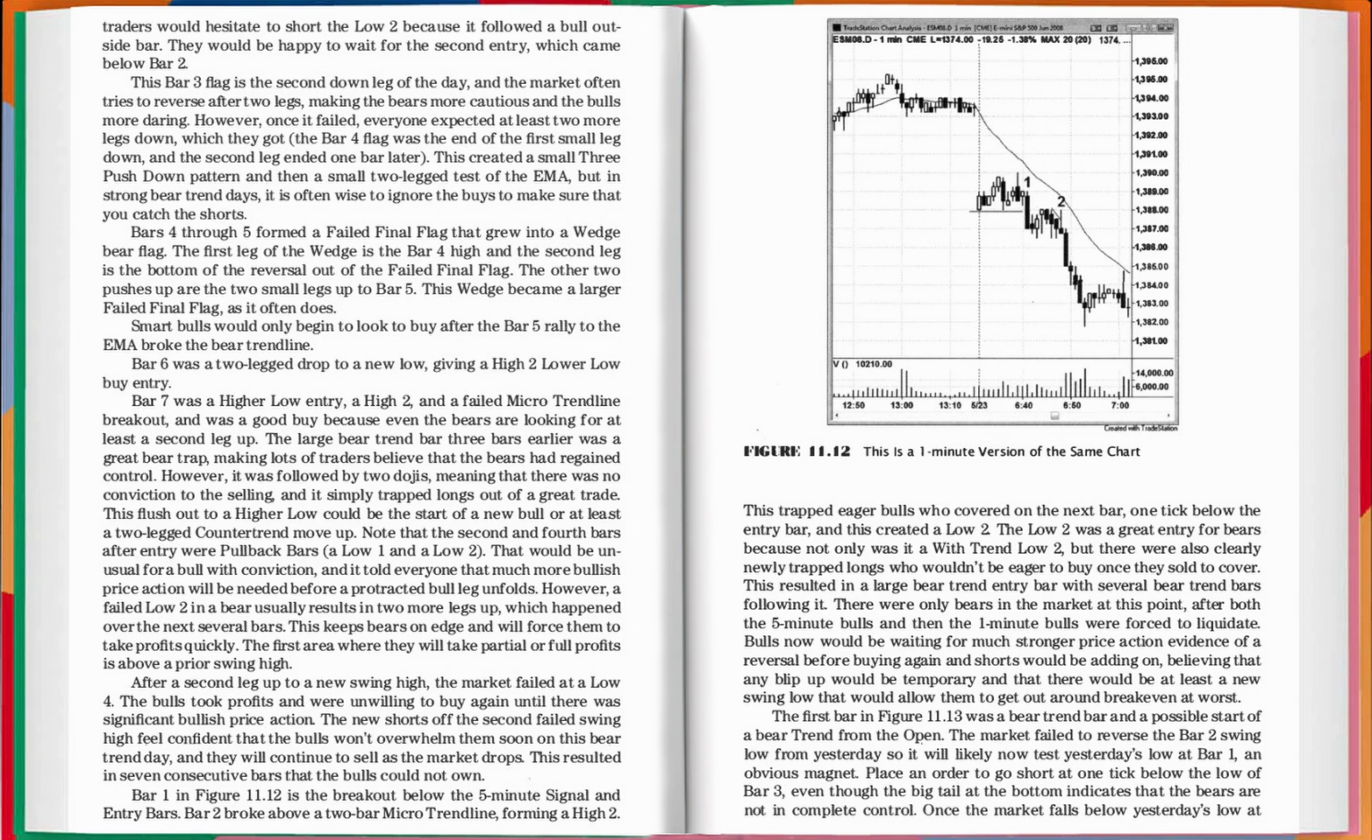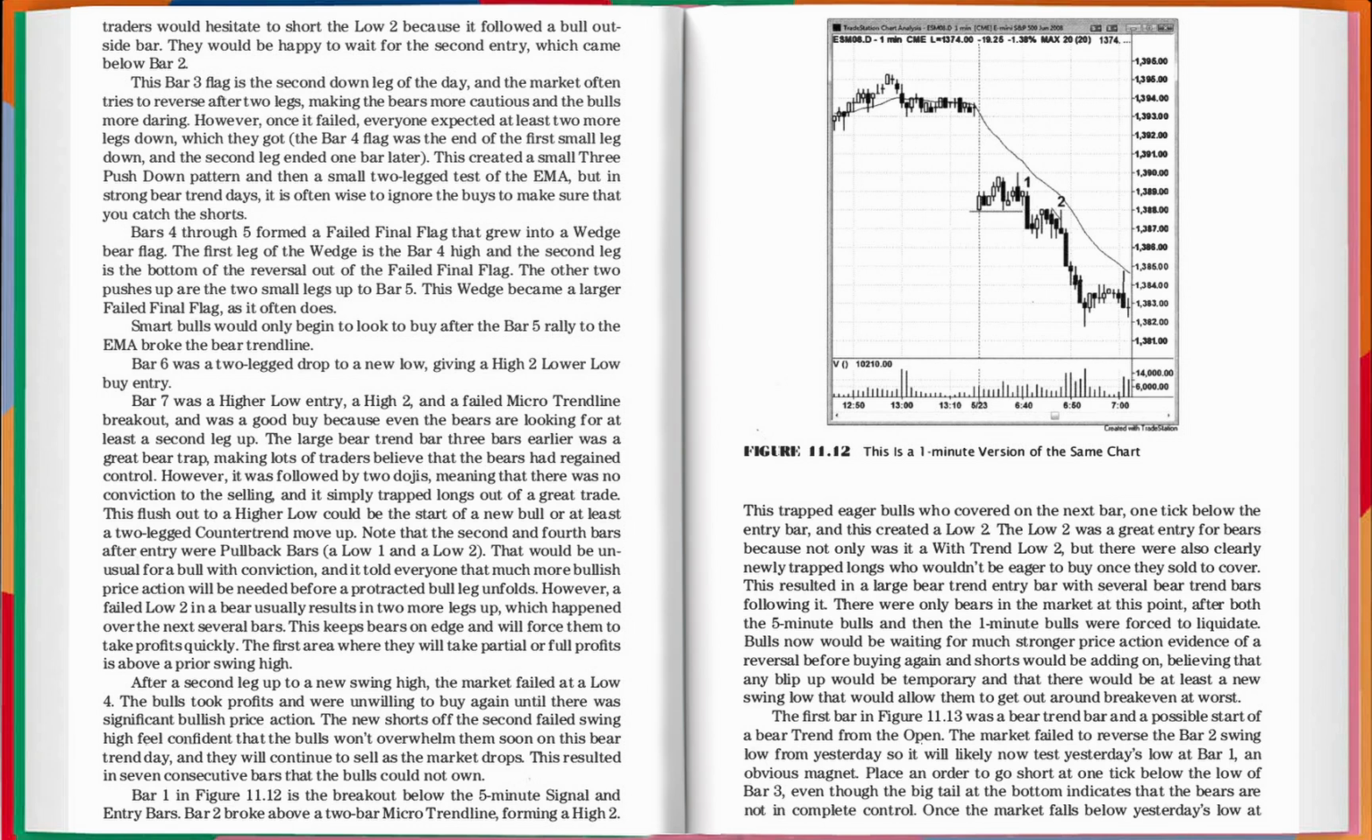The first bar in figure 11.13 was a bear trend bar and a possible start of a bear trend from the open. The market failed to reverse the bar 2 swing low from yesterday, so it will likely now test yesterday's low at bar 1, an obvious magnet. Place an order to go short at 1 tick below the low of bar 3, even though the big tail at the bottom indicates that the bears are not in complete control.